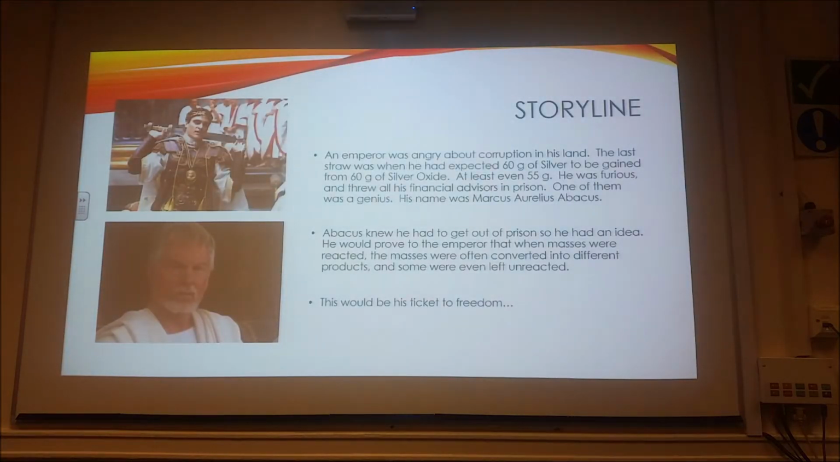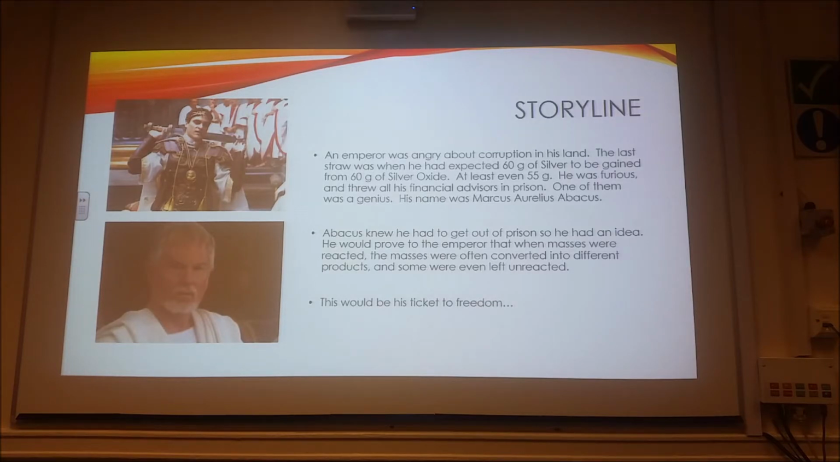So we'll start off with our storyline. An emperor was angry about corruption in his land. The last straw was when he had expected 60 grams of silver to be gained from 60 grams of silver oxide, at least even 55 grams. He was furious and he threw all his financial advisors in prison.